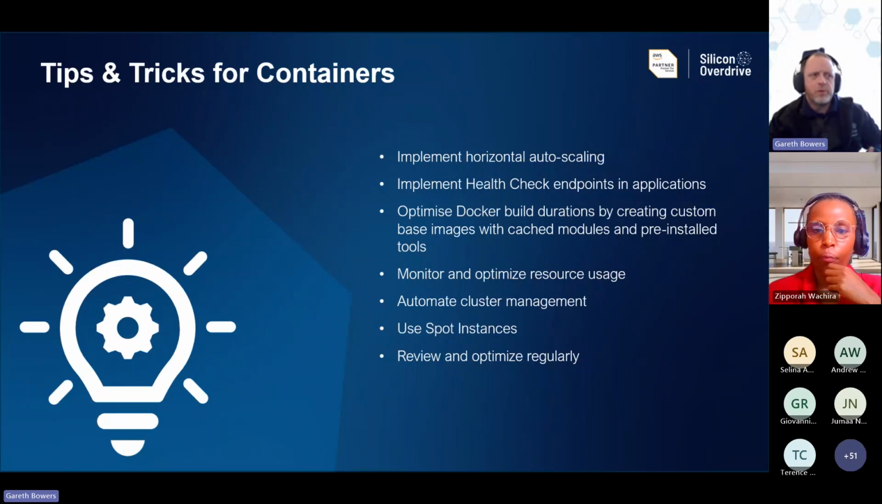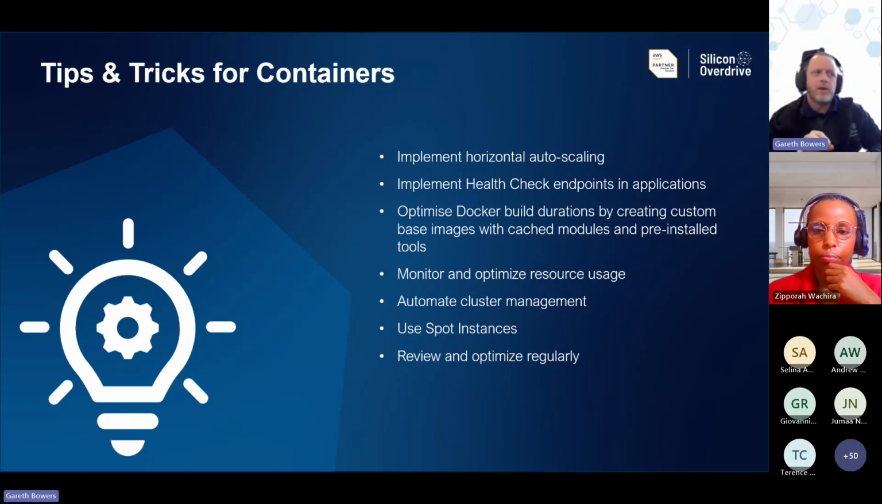Optimize your Docker build durations by creating custom base images with cached modules and pre-installed tools. This is one of those things that requires a bit of in-depth knowledge of your workload, so you need to know what can be cached or pre-installed with certain tools, so that if there's an update of X, you maybe spend a bit of time to reinstall your things, create a golden AMI, update your launch configuration, and away you go.